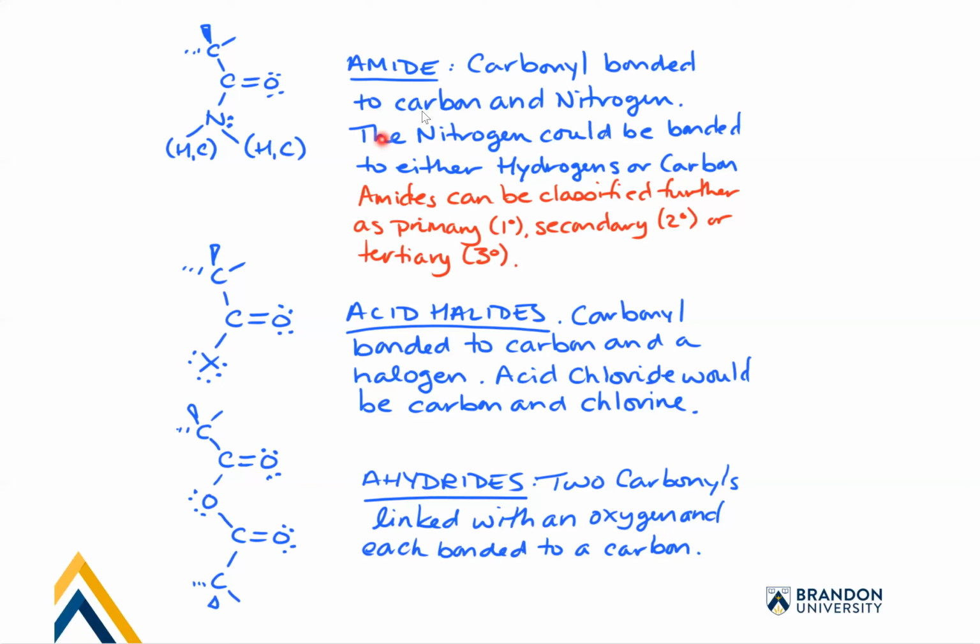Anyway, it's an amide. So the amides can be classified further to primary, secondary, or tertiary, depending upon if we've got carbons here. So if it's just 2 hydrogens, we would call this a primary. If there's a carbon and a hydrogen, we'd call it secondary. We'll get to that a bit later on. It's not important for now. The important part is that carbonyl with carbon on one side and nitrogen on the other is an amide.